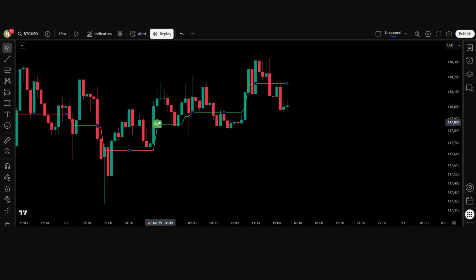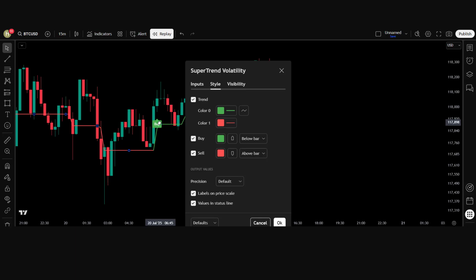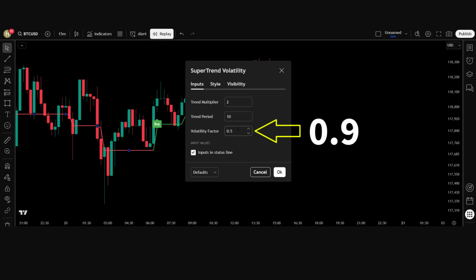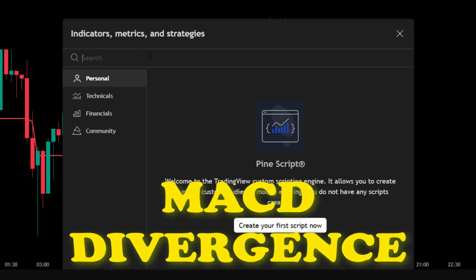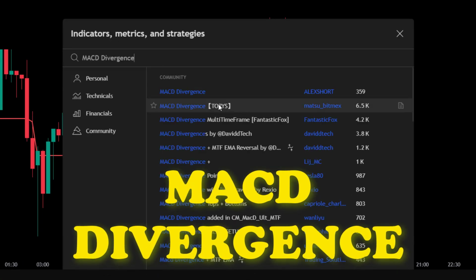Let's change the settings of the indicator. Now go to the Inputs tab. We have to change this volatility factor from 0.5 to 0.9. After that we have to apply another indicator on the chart. Second indicator name is MACD divergence.